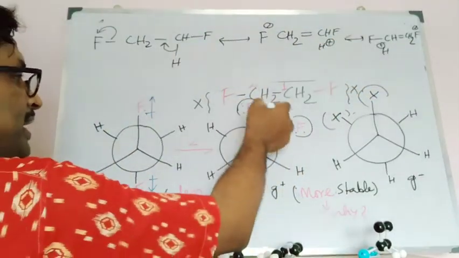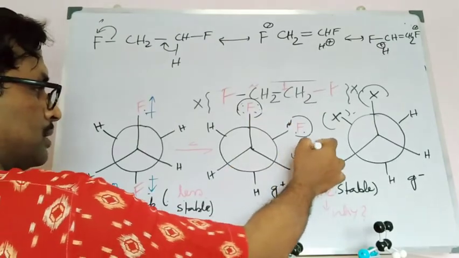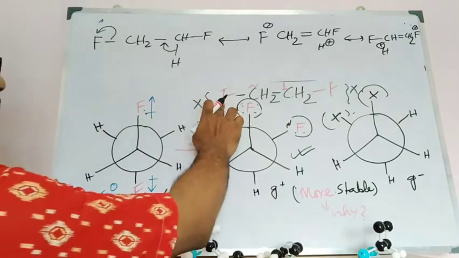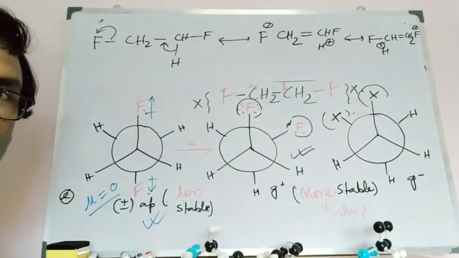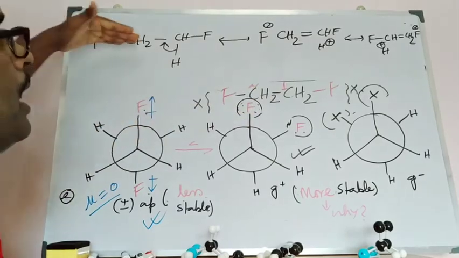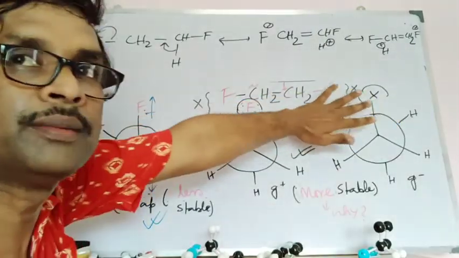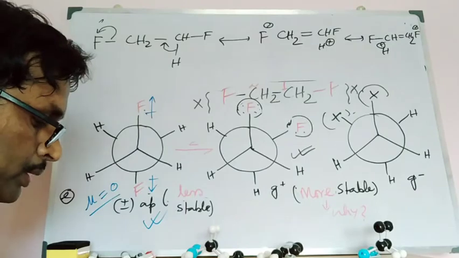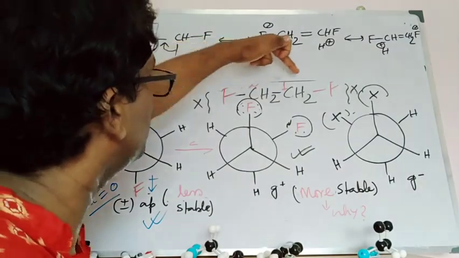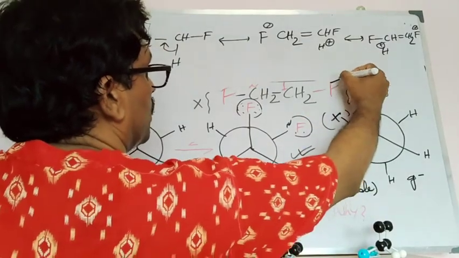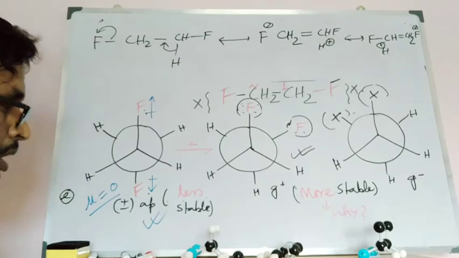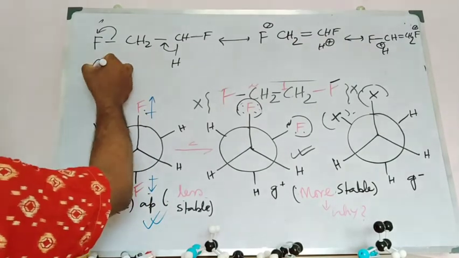Now, in order to involve both the fluorine atoms in the hyperconjugation, we need such kind of structure. That means the gauche form: when the 1,2-difluoroethane is present in the gauche form, both the fluorines will be involved in the hyperconjugation. That means it will be more stable. So due to such kind of hyperconjugation, when both fluorine atoms are simultaneously involved, it will be more stable. That is the first explanation.